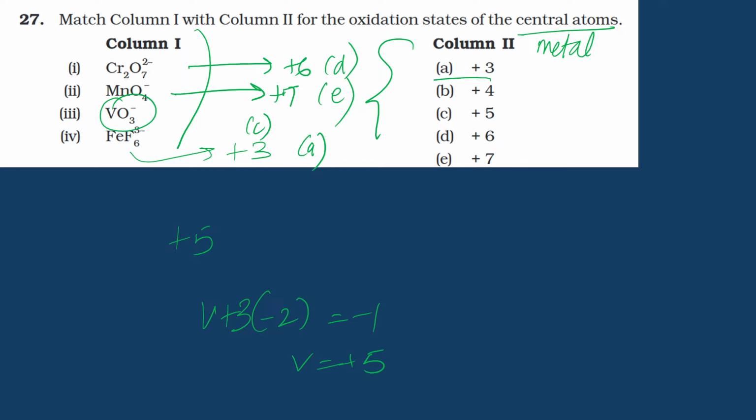A, B, C, D, E. So looks like this does not go to anybody. This correct? Yeah, 1D, 2E, 3C, 4A. Yeah, easy, really easy question. D, E, C, A. Yeah, absolutely. Let's move on.